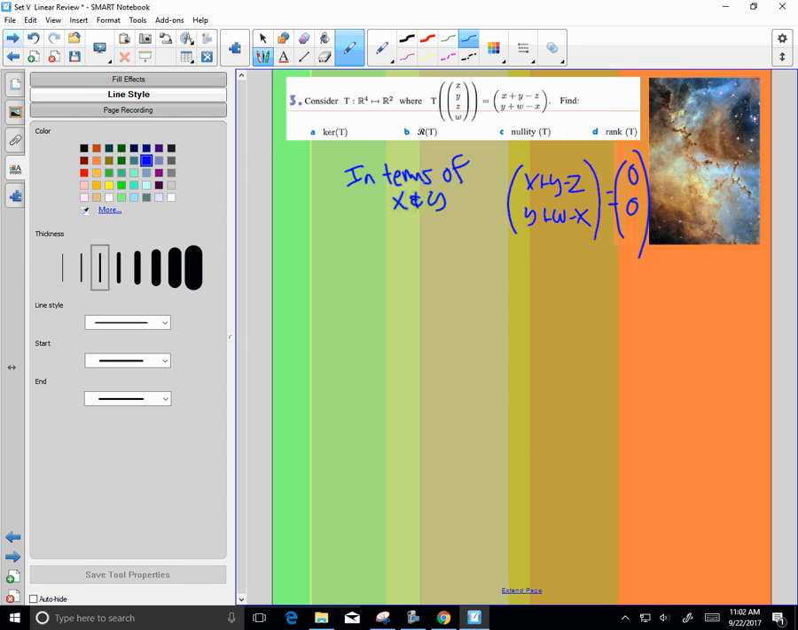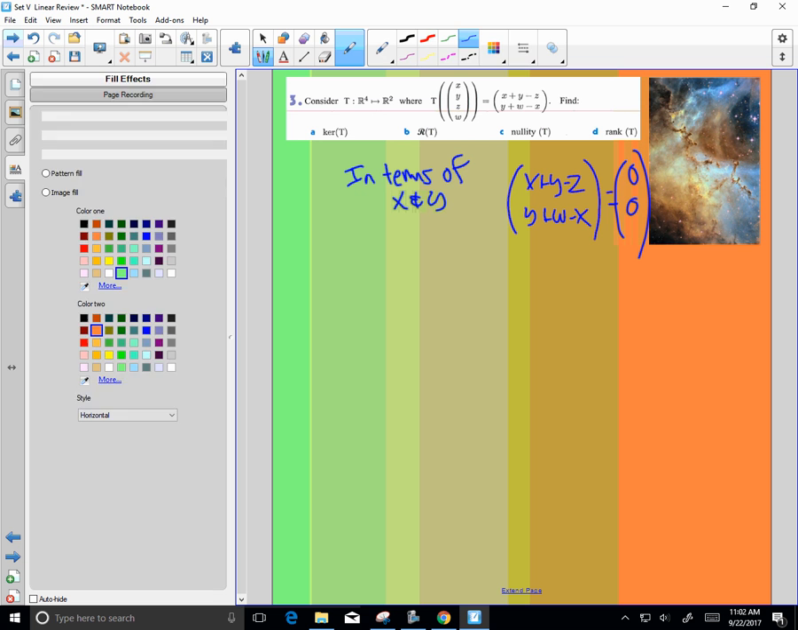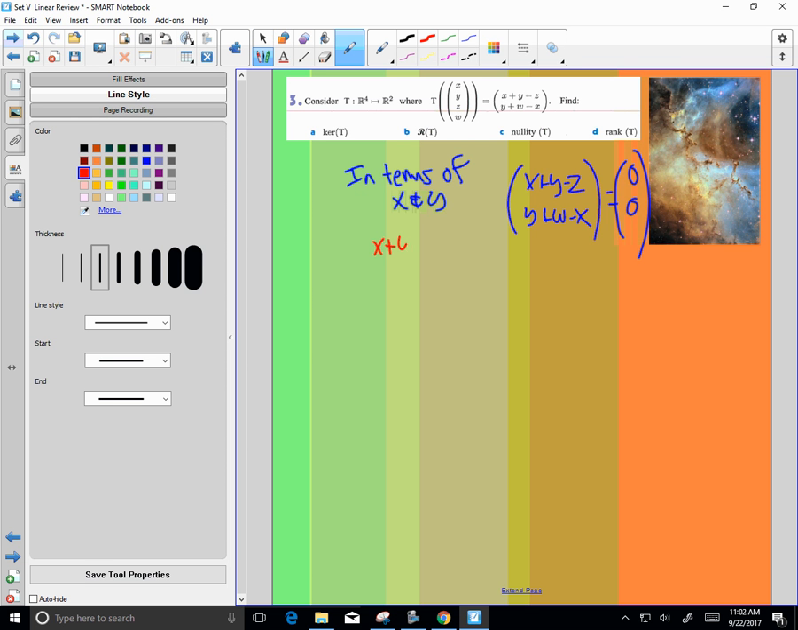Okay, so what I'm seeing here is that x plus y minus z equals 0. Y plus w minus x equals 0. And the ones that are common here are x and y's, right? So let's solve for z. What's z equal to? X plus y. Here, what's w equal to? X minus y.